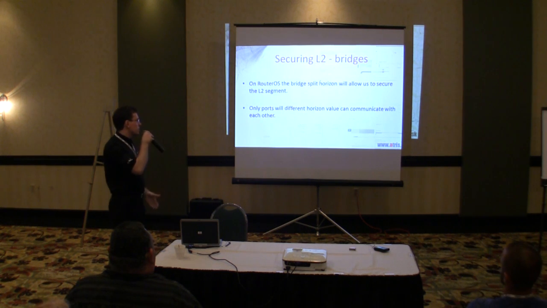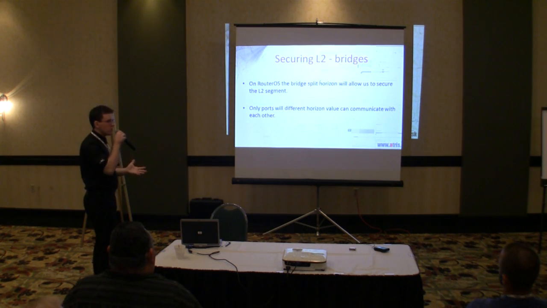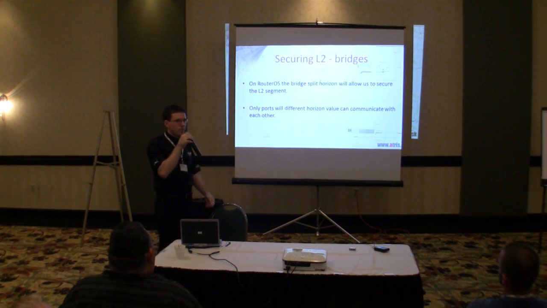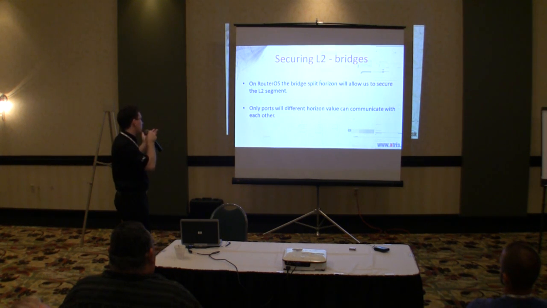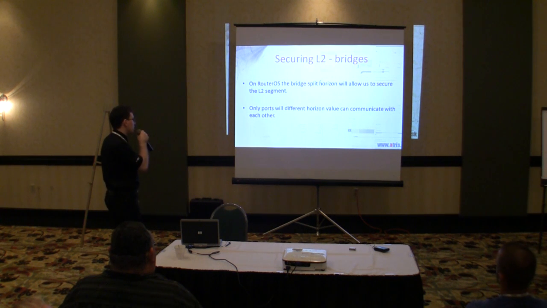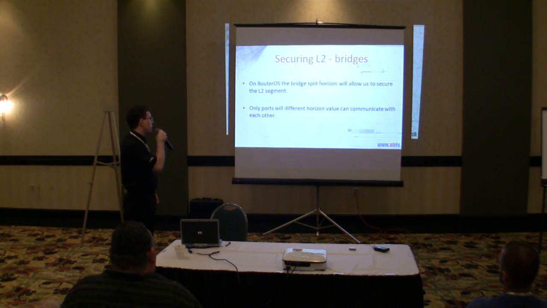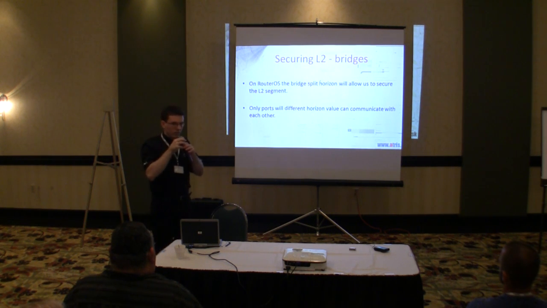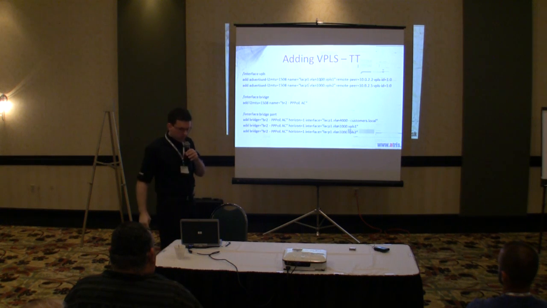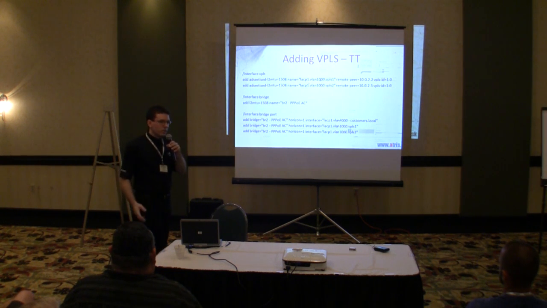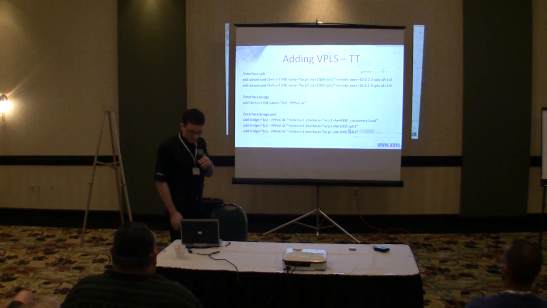So on RouterOS, what we do to secure the layer 2 segment, because like I was saying before, the layer 2 segment at this point should really be one layer 2 segment per one customer. How we do that is the bridge split horizon functionality, which will allow us to secure the layer 2 segment. How it works is that only ports with different horizon values can communicate with each other on layer 2. So by configuring these ports in the bridge with the same horizon value for all three ports, we've eliminated layer 2 communication between these ports, which is what we want.